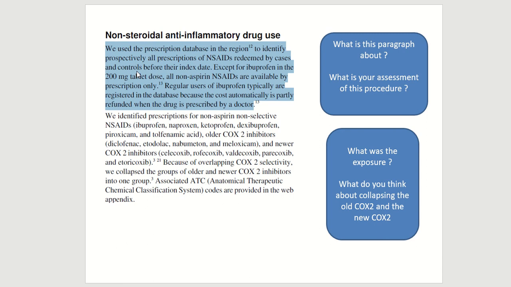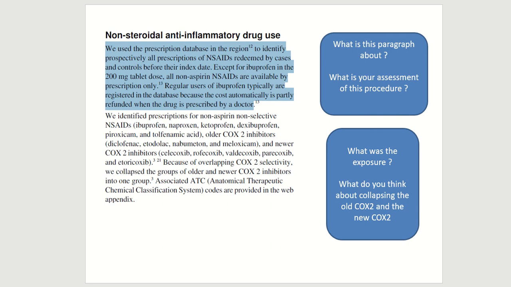So everybody who is taking the medication will be appearing, with the exception that they talk about the ibuprofen. All right, and then they say we identify prescriptions for non-aspirin, non-selective NSAIDs, so ibuprofen, naproxen, etc., older COX-2 inhibitors, and the newer COX-2 inhibitors. Because of overlapping COX-2 selectivity, we collapsed the group of older and new COX-2 inhibitors in one group.